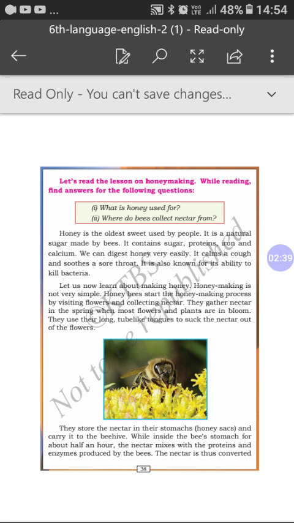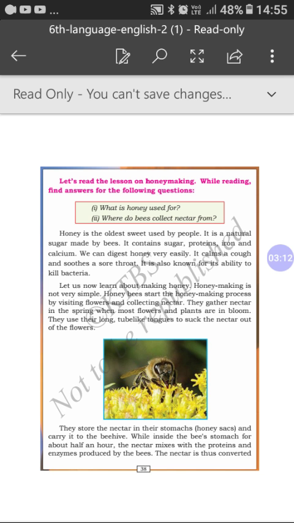Honey is the oldest sweet used by people. It's a natural sugar made by bees. It contains sugar, proteins, iron, and calcium. We can digest honey very easily. It calms a cough and soothes a sore throat. It's also known for its ability to kill bacteria. So now let's find out the meaning of the paragraph.